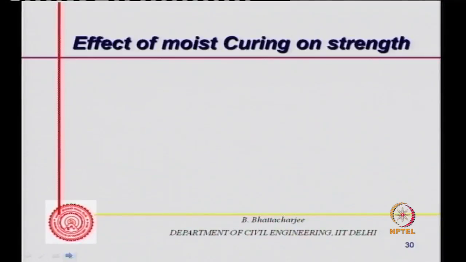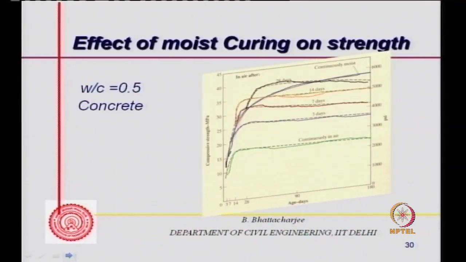Now, how do we do curing? We do moist curing. Suppose I have concrete with a water cement ratio of 0.5, and if I cure it continuously submerged, the strength will increase in this manner. Give it 28 days of curing, strength will increase in this manner. With 14 days of curing, strength will go like this up to 14 days and then flatten out. Continuously moist cured will go like this.